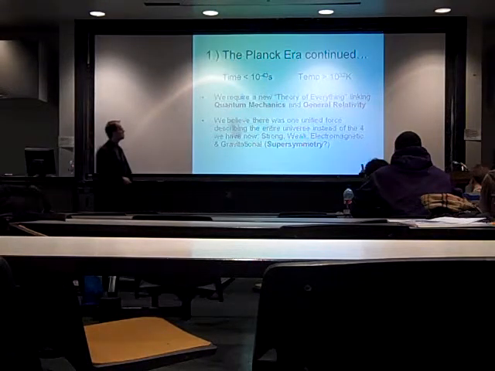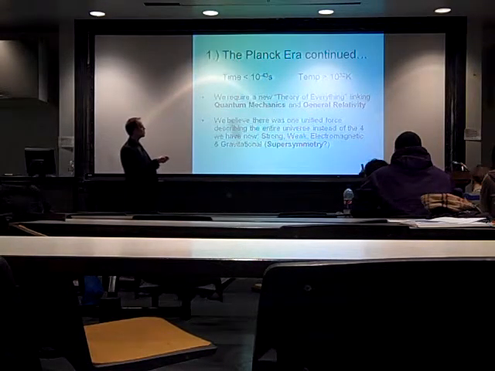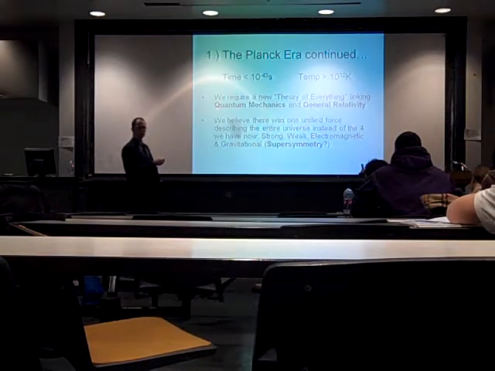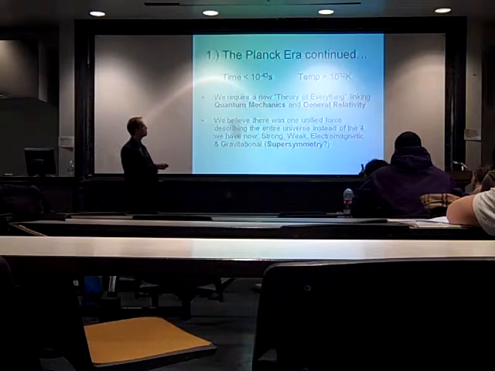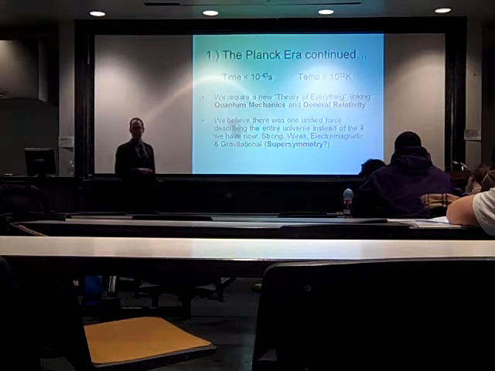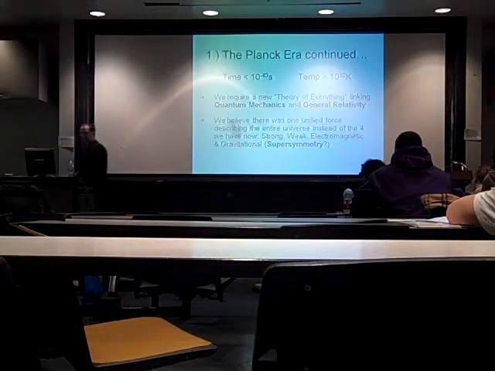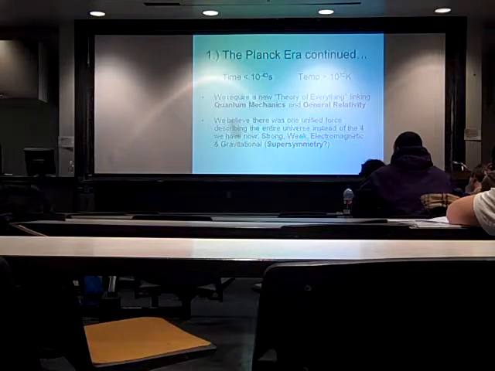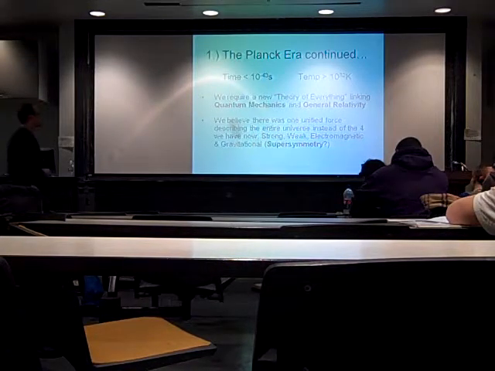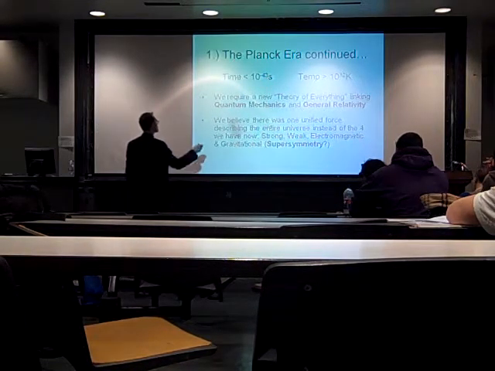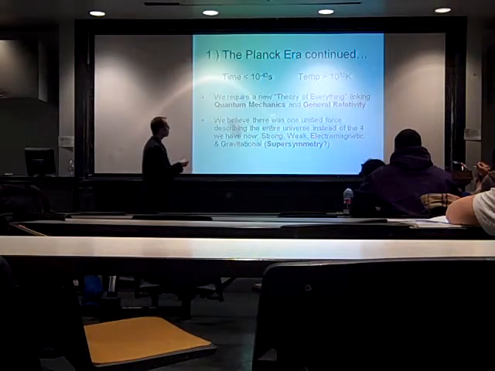Why is that? Well, we really need a new theory of everything, as we would call it, that is able to link quantum mechanics, what we know about the subatomic world, with general relativity and gravity. And we don't have a theory that links those two together properly today. A unified one. I'm not sure it would be simple. So, at this very early time, we believe there was one unified force that described the entire universe instead of the four we have now.